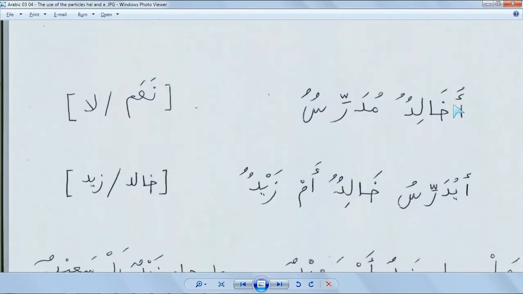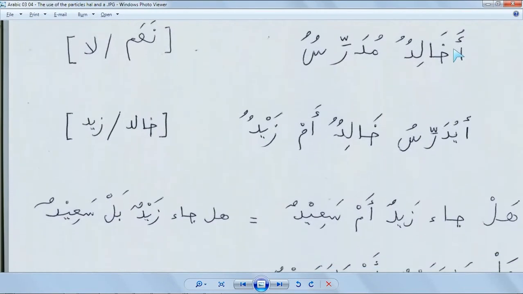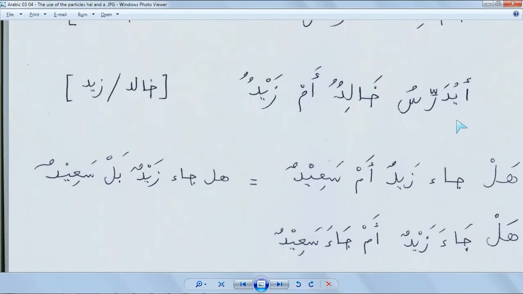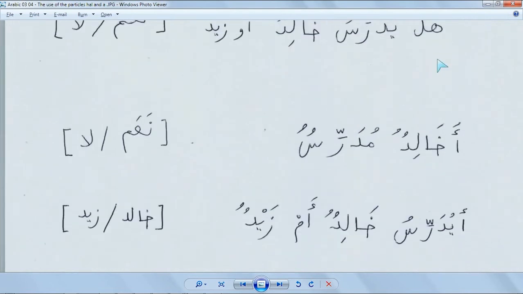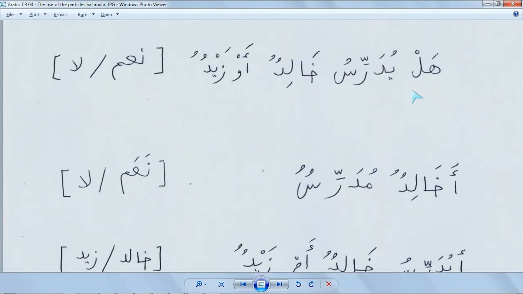Now, what about if you have two options? Let's go back to the sentence that we had at the beginning. أيدرس خالد أم زيد. Now this sentence looks very much like this sentence here. هل يدرس خالد أو زيد. The word أو is a particle which means or. So, does Khalid teach or Zaid teach? And we said here the only possible answers are Nam or La.